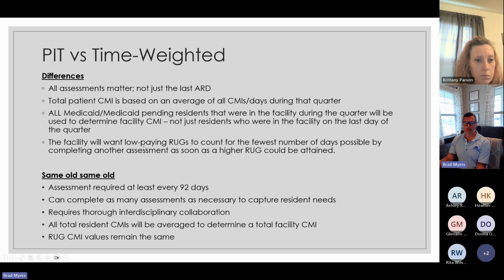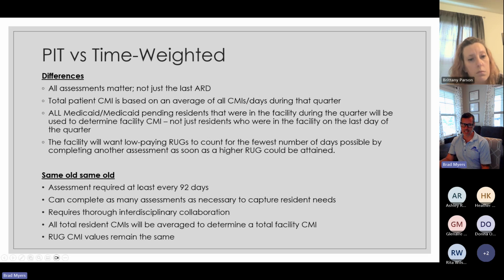The facility will want low paying rugs to count for the fewest number of days possible by completing another assessment as soon as a higher rug could be attained. And we'll go through that in a lot of detail because that's a lot of what you're going to have to discuss in your case mix meetings.